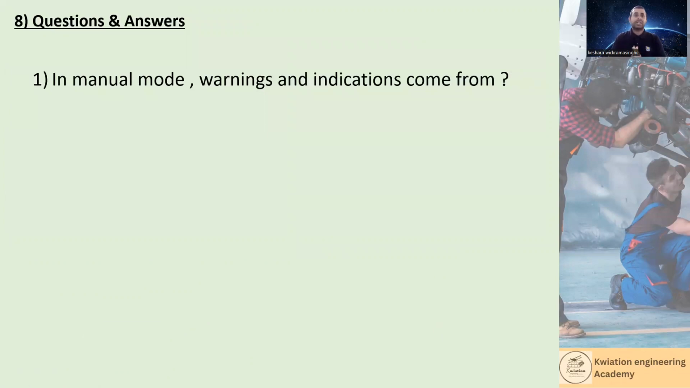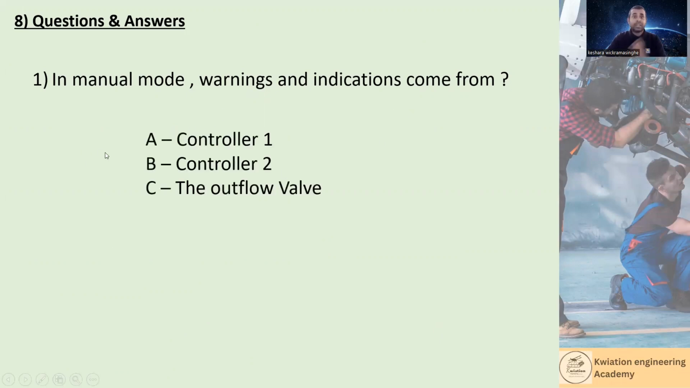All right, so let's go to two questions. The first question is, in manual mode, warning and indications come from? Answer A, controller 1, answer B, controller 2, and answer C, the outflow valve. Can you guess what the answer should be? Yes, the answer is A, controller 1. I taught you that only in manual mode, controller 1 sends signals for warning and indications to the flight warning computers, right?